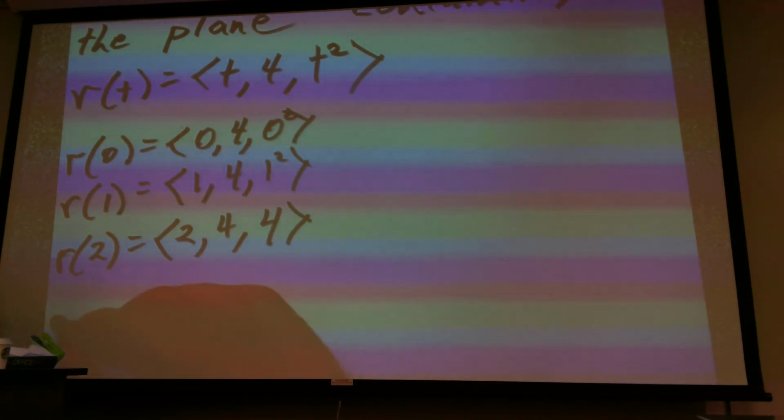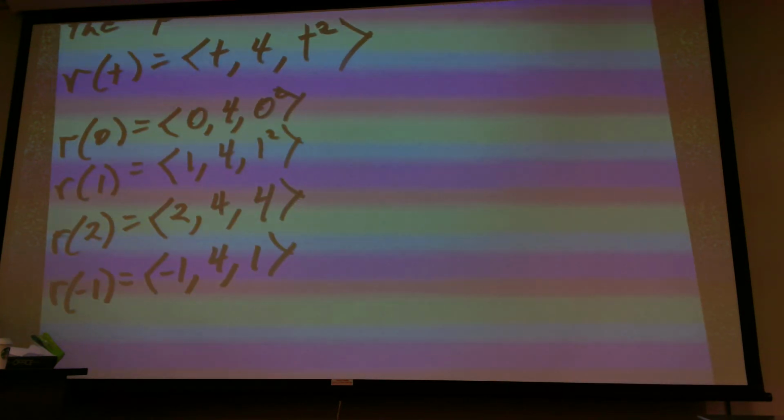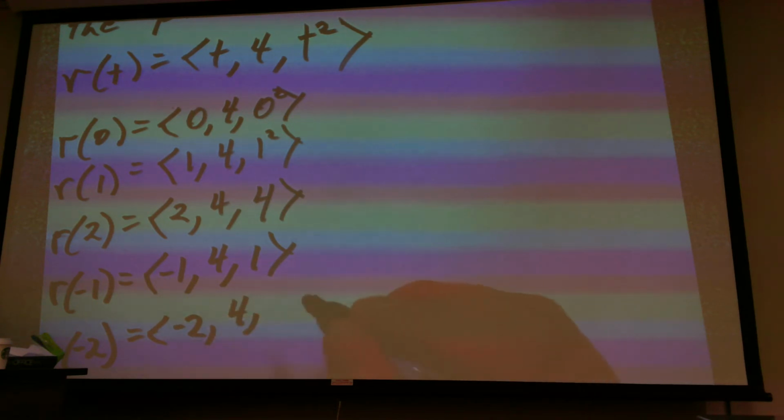Let's go in the opposite direction. Let's say, what was r of -1? This would be -1, 4, and then -1 squared, which is just 1. And then r of -2. That would be -2, 4, -2 squared, which would be 4.